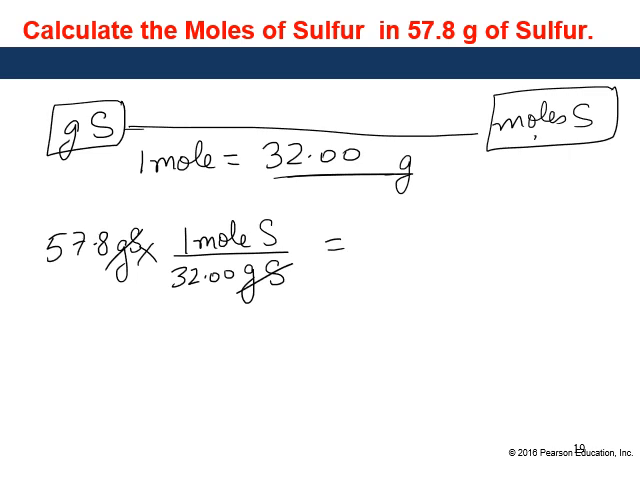So you just plug this into your calculator, which would be 57.8 divided by 32.07. This is 3 sig figs. So this is 4 sig figs. So I want my final answer in 3 sig figs, which would be 1.80 moles of sulfur.